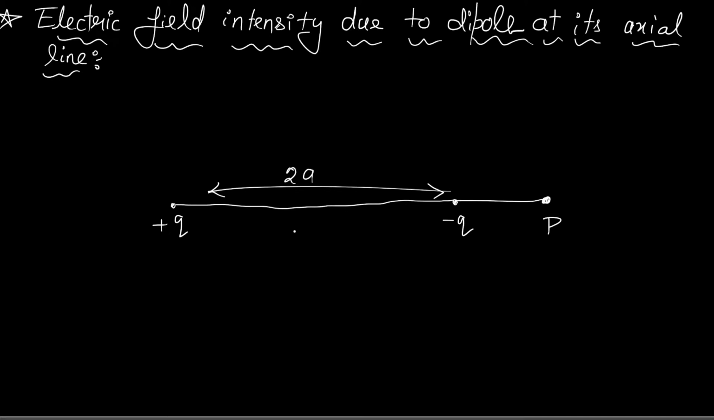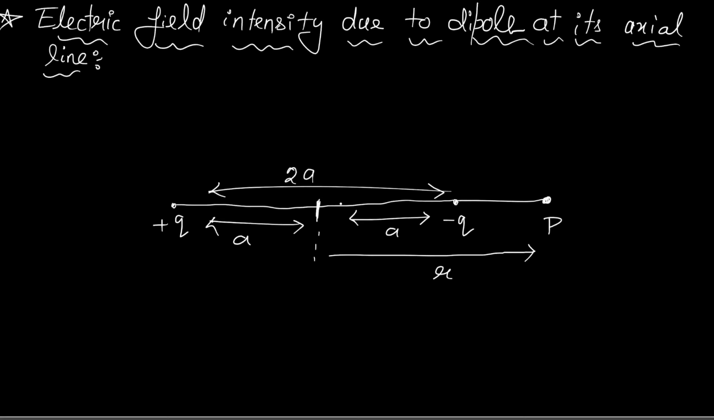Then we assume the distance from the origin, and from this point to this point we are taking the distance r, and then it becomes a, and this also becomes a. Keep in mind this configuration, and we are going to deal with it.